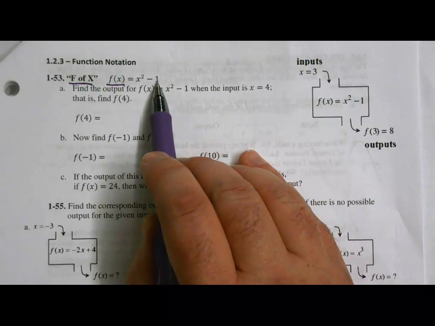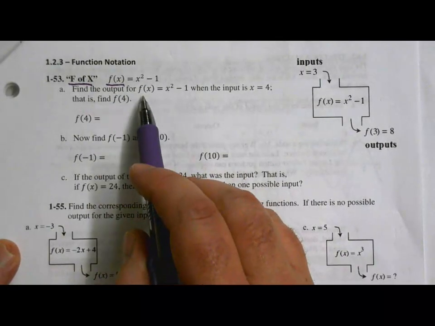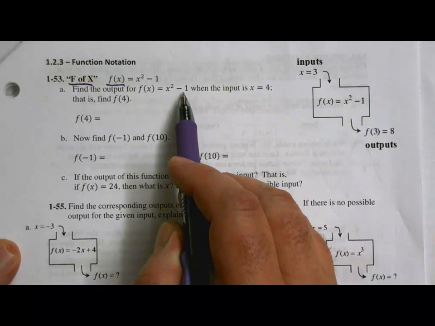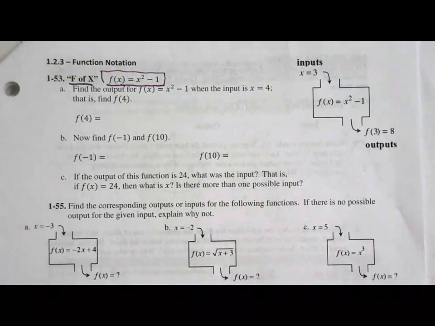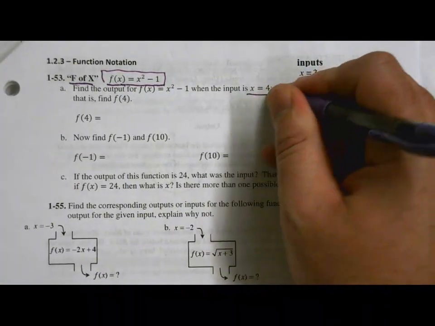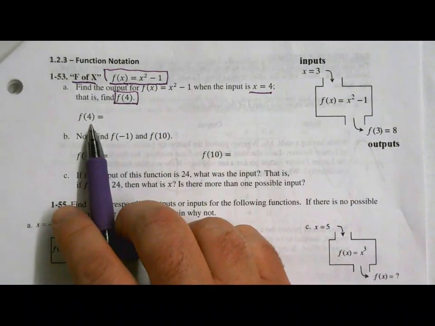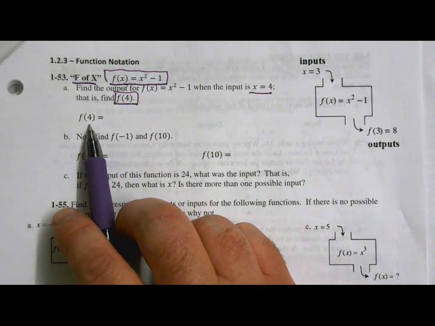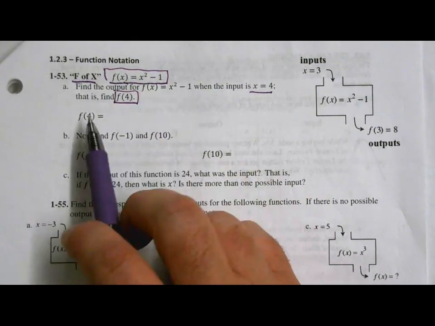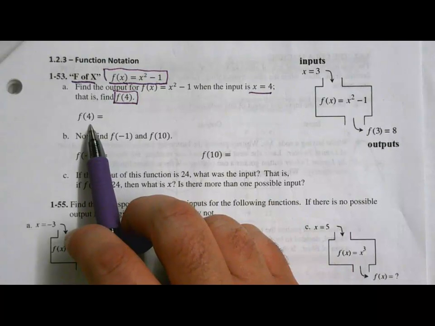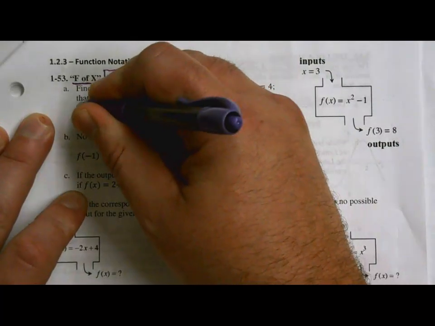So let's go through this example in part A here. It says find the output for f of x equals x squared minus 1. So we're just using this equation right here when the input is x equals 4. In other words, find f of 4. So this is what the problems are going to look like on your assignments when you're doing this. They're going to give you an equation. They're going to say f of x equals something, and then they're going to say find f of 4. What I need you to understand is that that 4 is an x value.